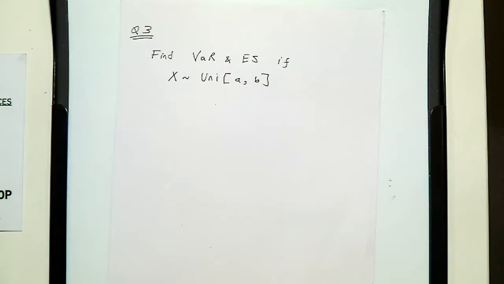Those of you on the Zoom, can you start doing question number 3 on problem sheet 6, which you don't have a copy, is on the course website. I've just written down what the question is: to find VaR and ES if X is a uniform variable on the interval from a to b. I'll give you a few minutes, see if you can do it.